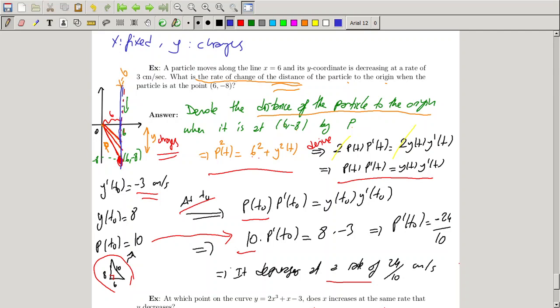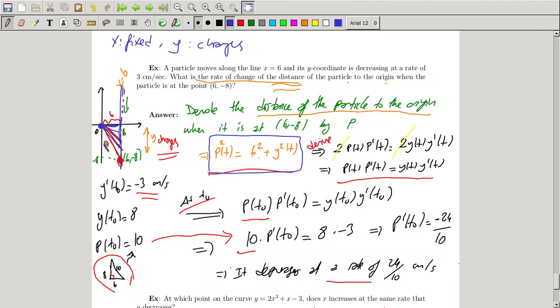The y coordinate is decreasing. Wait, let me read the question. I don't remember. What is the rate of change of the distance of the particle to the origin? The distance is asked. So if the particle is here, the distance is that one. If it's here, it is moving. That's why each time we have another distance, so we call it p. P is here. So what is p? You see that x is fixed as 6, but y may change. So that's why p squared is equal to 36 plus y squared of t.